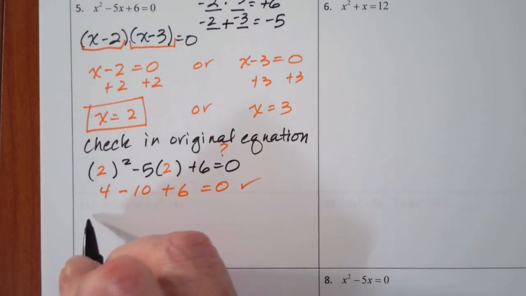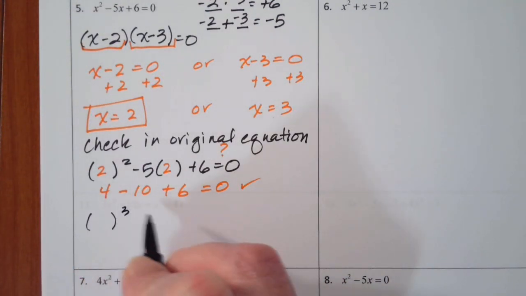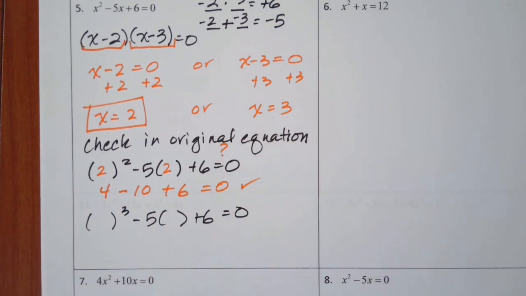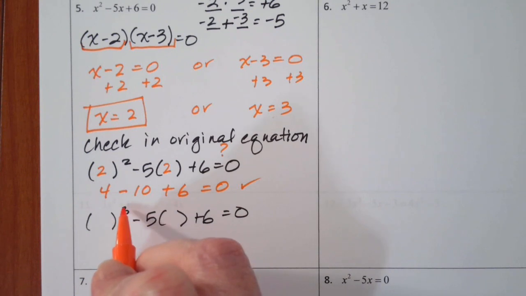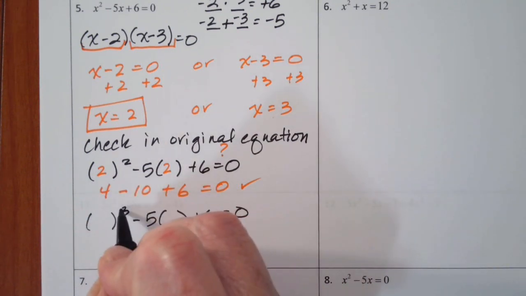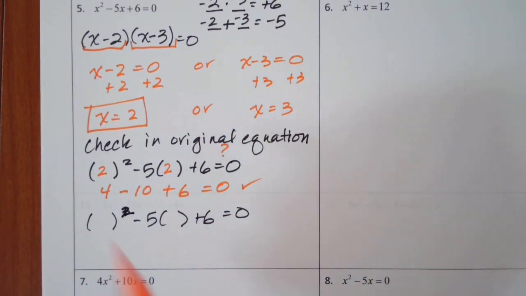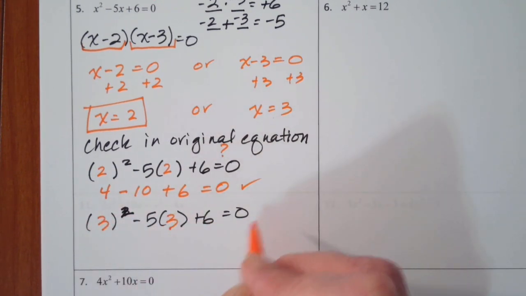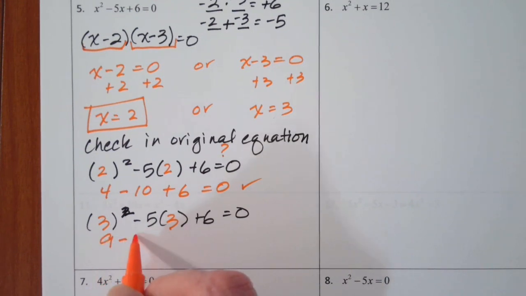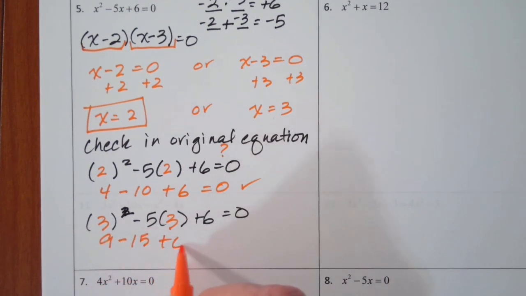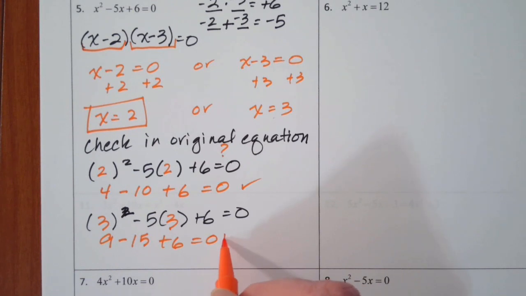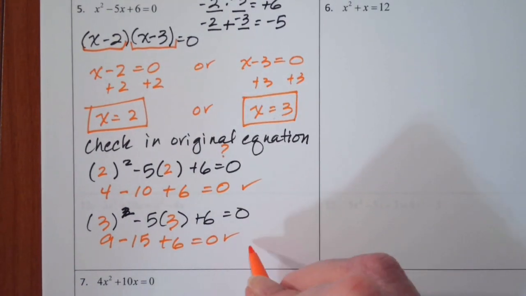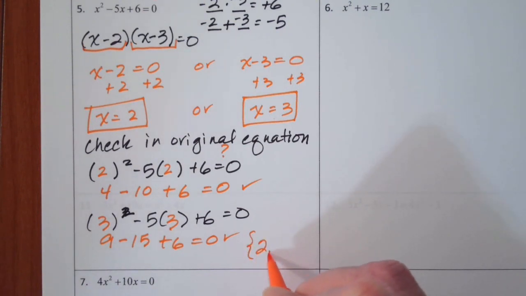Okay, now I've got to check 3. I want to know 3 squared minus 5 times 3 plus 6 is equal to 0. So 3 squared minus 5 times 3 plus 6 is 0. 9 minus 15 plus 6 does equal 0. So this one also checks. And your solution set would be 2, 3.